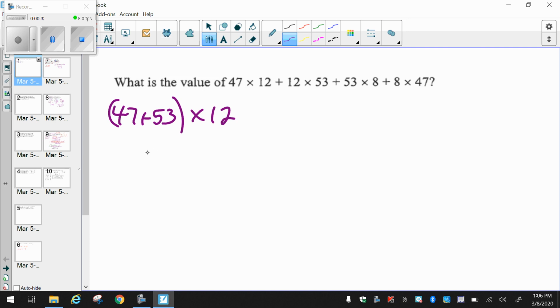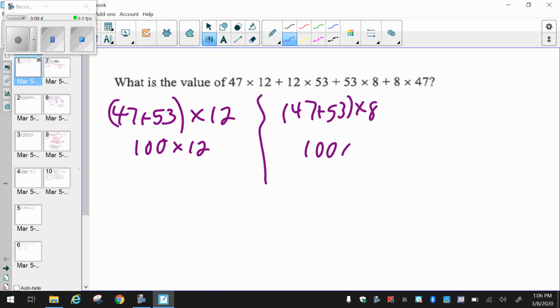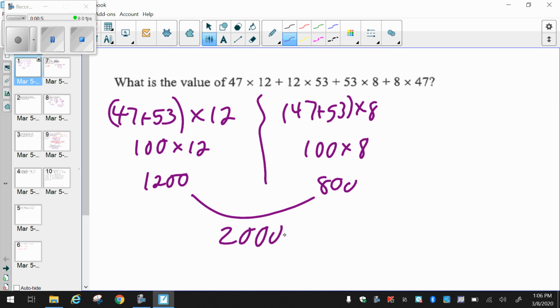Well, 47 plus 53, that's 100. So we really have 100 groups of 12. And then here we have 53 groups of 8, and we have 47 groups of 8. So again, that's really like saying we have 100 groups of 8. So 100 groups of 12 is 1,200, and 100 groups of 8 is 800. So together, that equals 2,000.